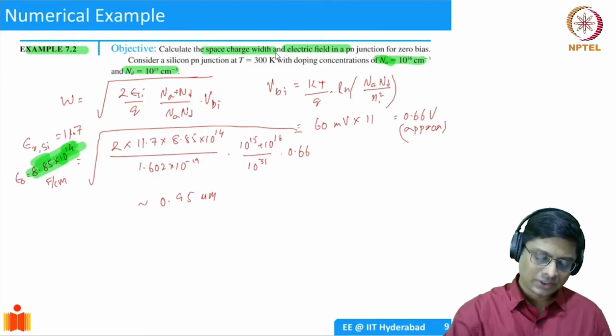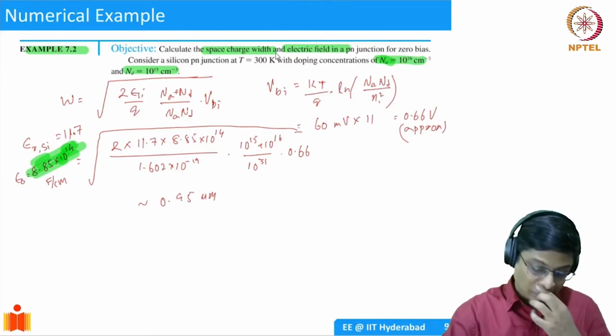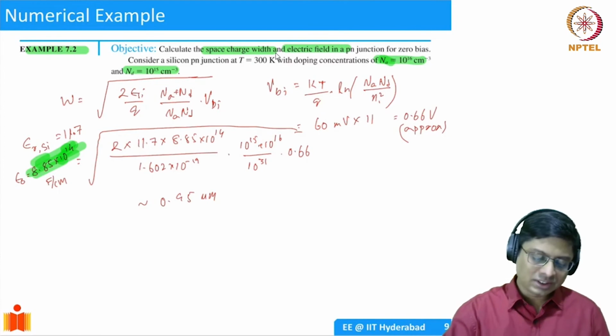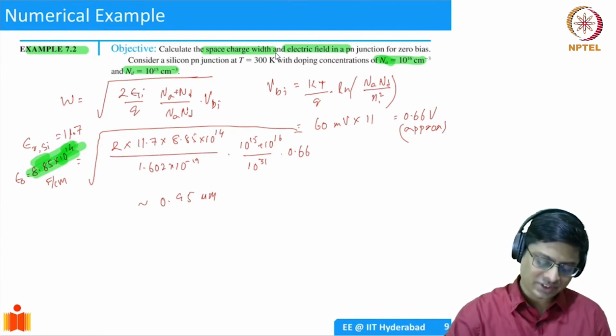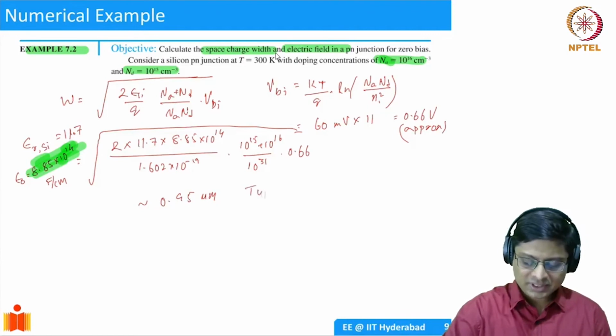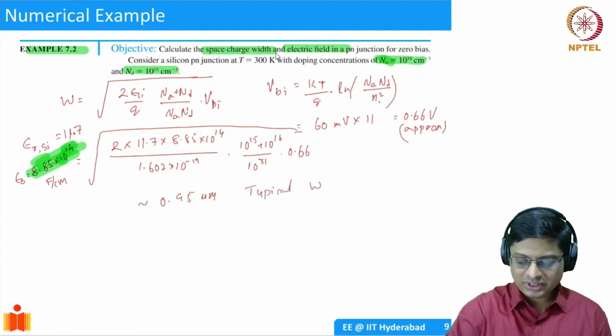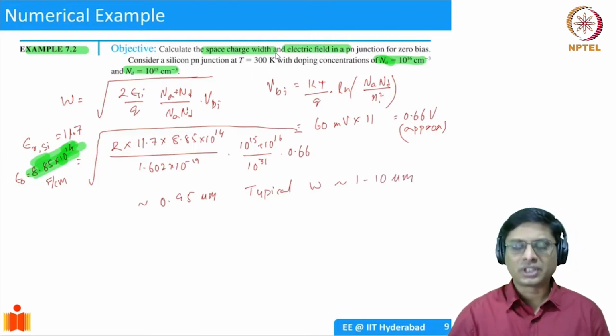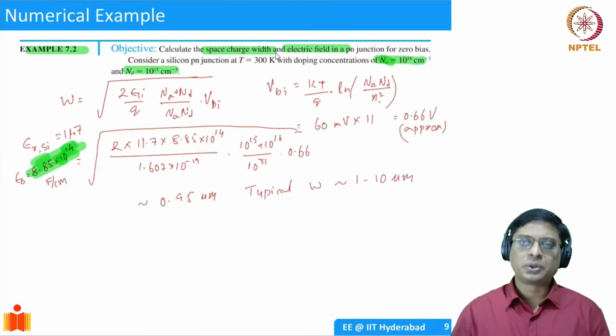Okay, and this is essentially a typical number for depletion widths. So this was 10^16 and 10^15. You'll see that if you compute for multiple concentrations, it's a typical range. Typical W is in the range of 1 to 10 micrometers. Okay, and it's also quite large actually. If you go to high dopings, the depletion widths will reduce.